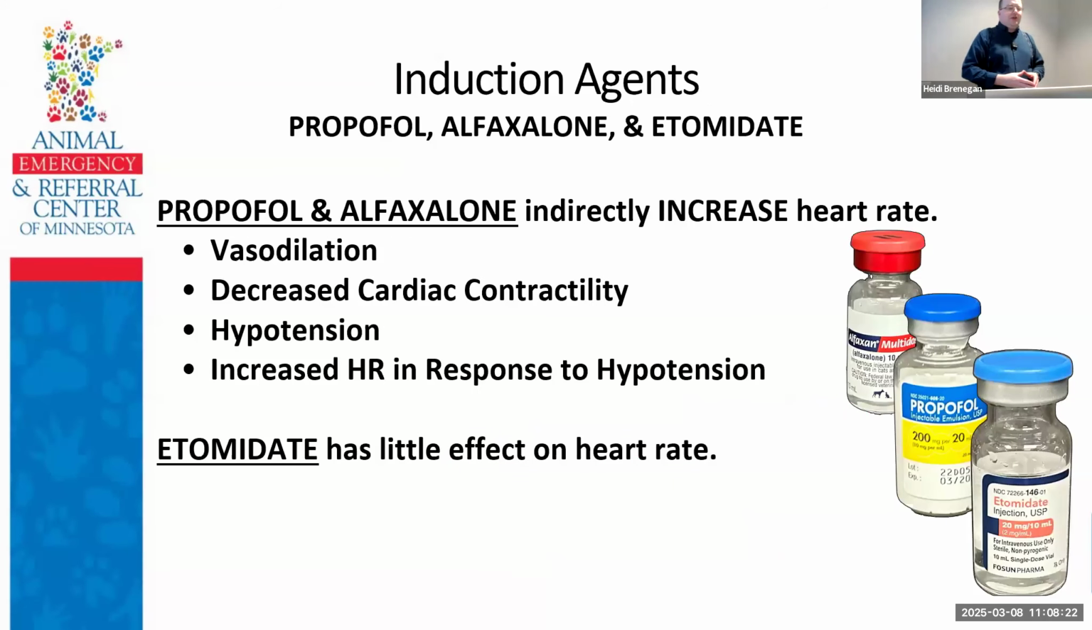Our induction agents have a mixed effect on heart rate. They don't particularly decrease it directly, but you often see an increase in heart rate when you give alfaxalone or propofol, particularly in high doses, secondary to the blood pressure dropping, because propofol and alfaxalone decrease cardiac output. They can cause a little bit of vasodilation and decrease contractility. Alfaxalone has been shown to preserve a little more cardiac output than propofol, but they both decrease it. So you decrease all that, your animal's just going down, they're hypotensive now.